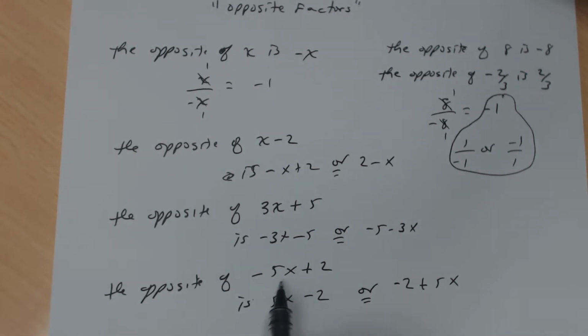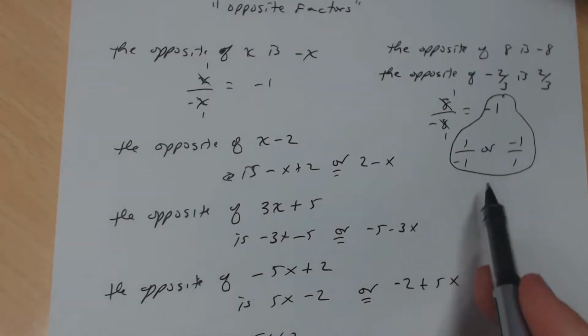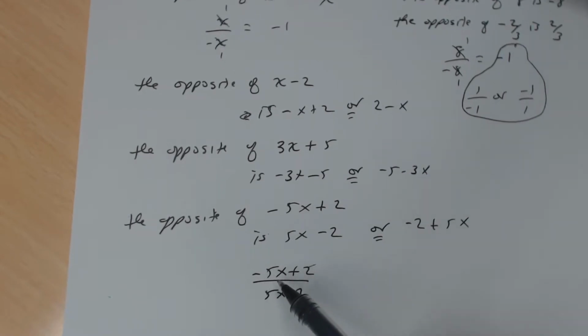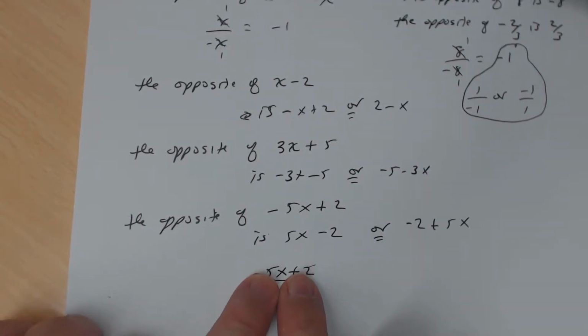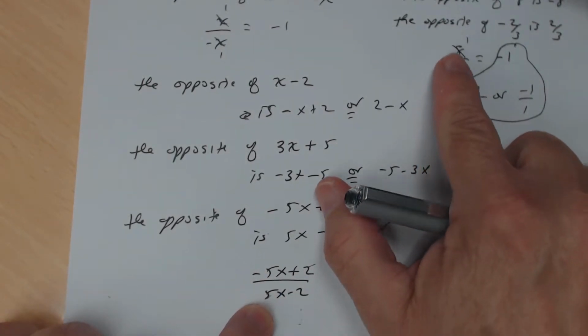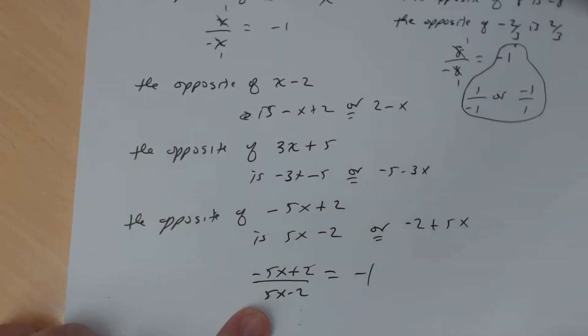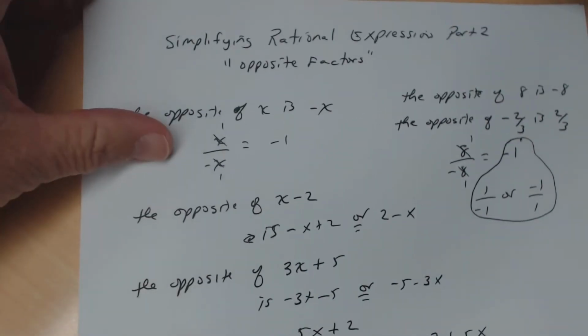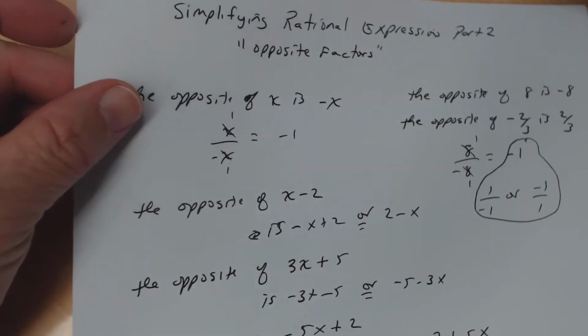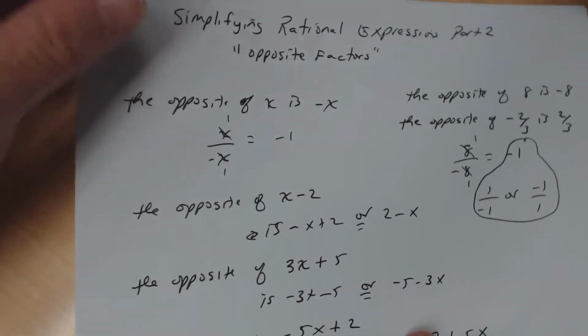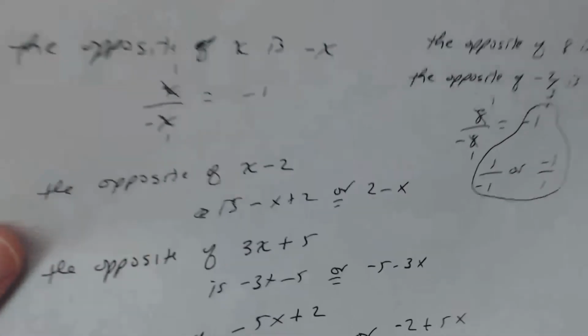If you say negative 5x plus 2 divided by 5x minus 2, based on what we talked about right here, remember those are opposites. This is the opposite of that. So whenever you divide two things that are opposites, this is going to end up being a negative 1. Their quotient is a negative 1. All right? Okay, so now that we did a review here, let's look at some problems.